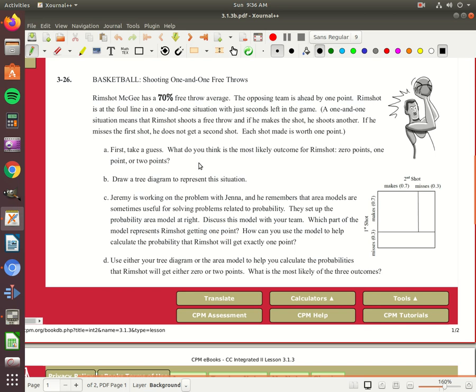So first, take a guess. Who do you think is the most likely outcome for Rimshot? 0 points, 1 point, or 2 points? So draw a tree diagram to represent the situation.